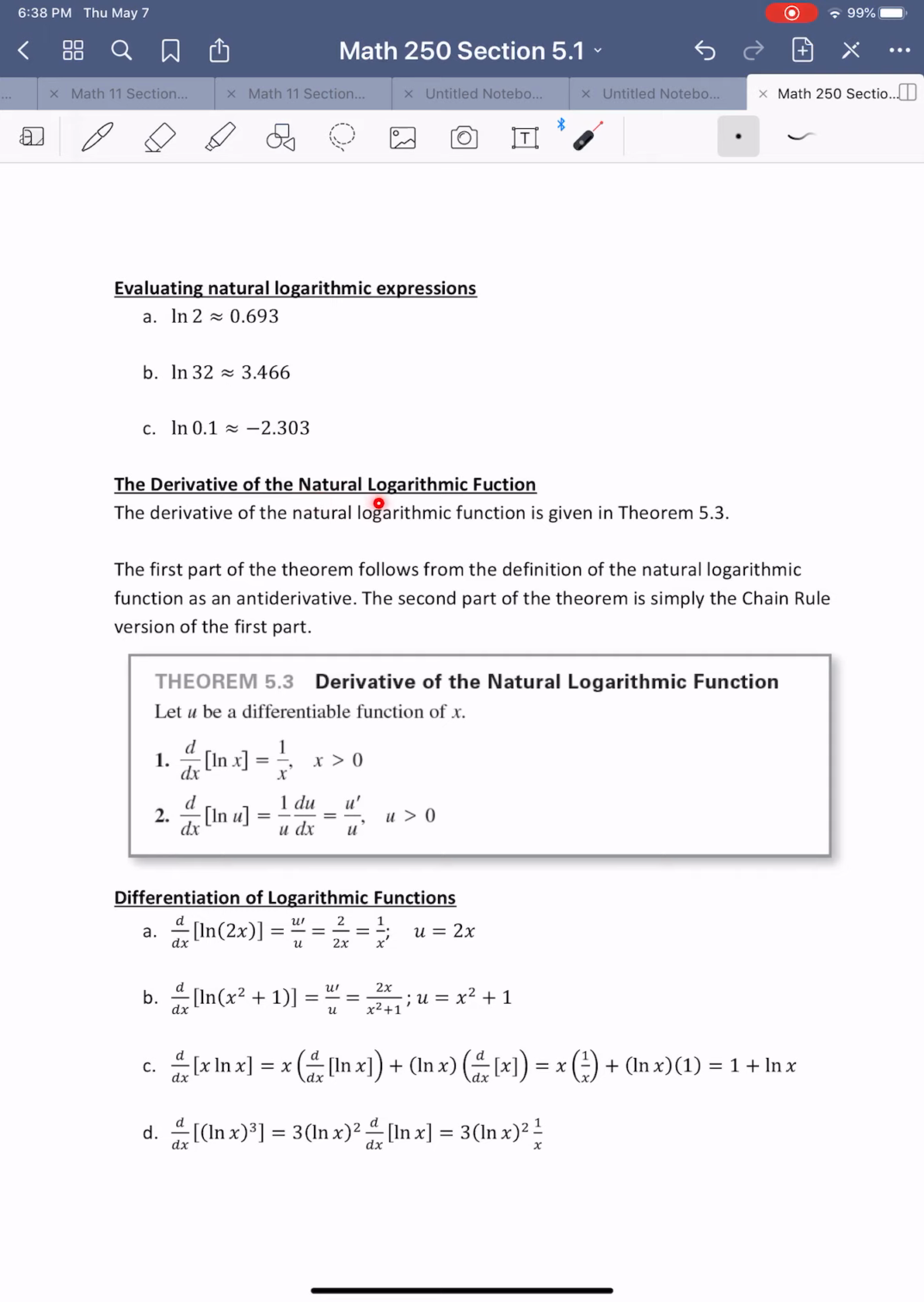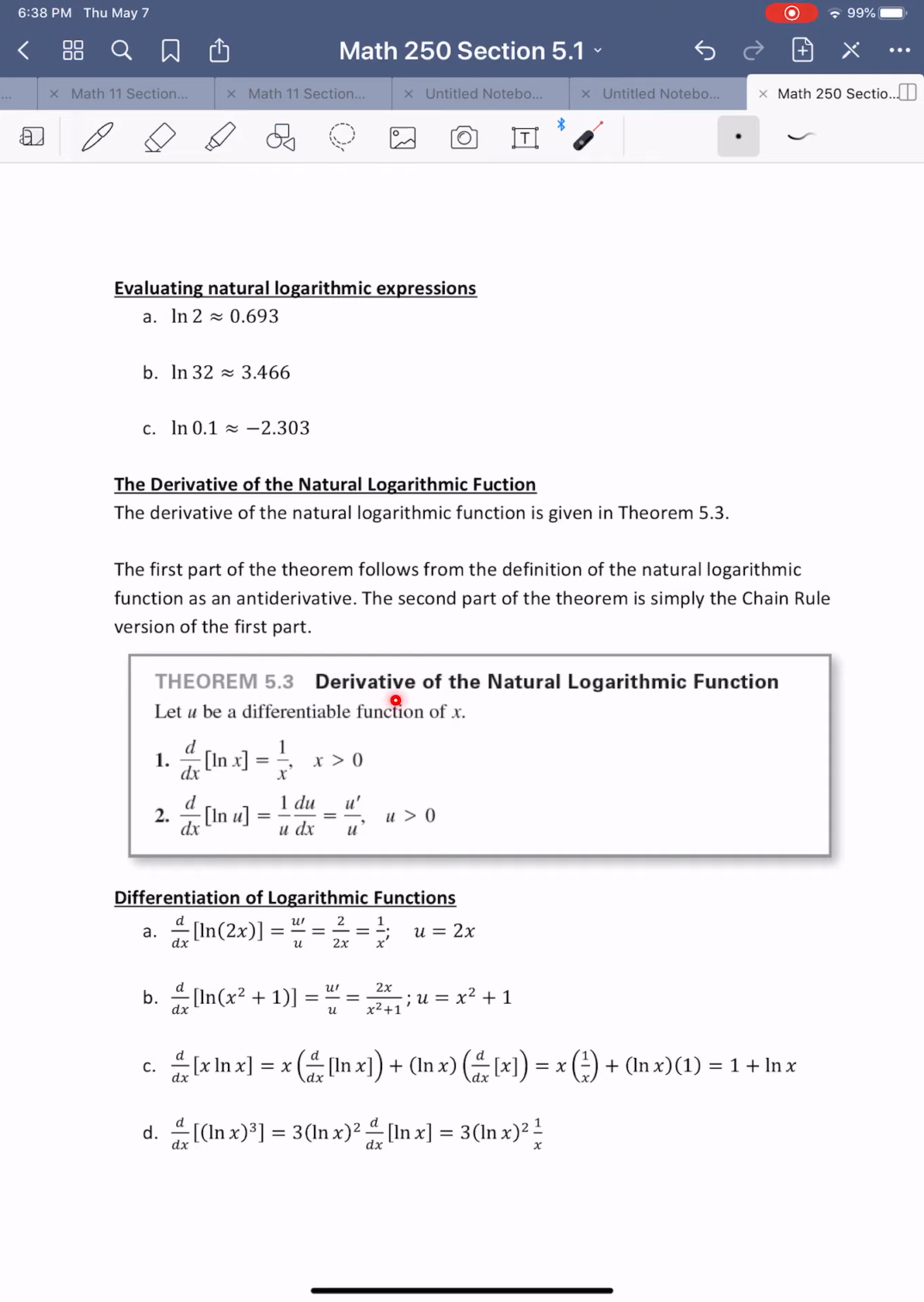So the derivative of the natural logarithmic function is given by theorem 5.3. The first part of the theorem follows from the definition of the natural logarithmic function as an antiderivative. The second part of the theorem is simply the chain rule. Okay, because instead of x you have something else, so we have to use the chain rule to get a version of the first part.